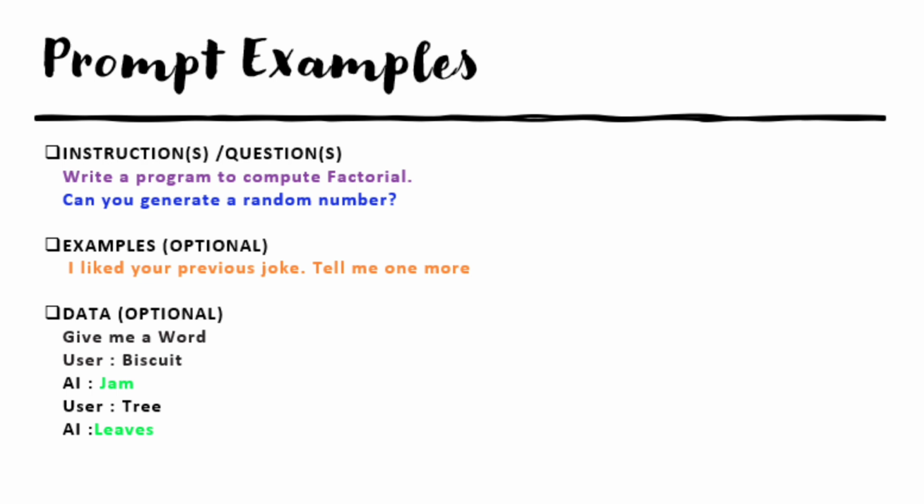And next, data is optional; you can provide it data. You can give an example like, give me a word, the user says biscuit. The AI will give a similar or related word, that is jam. If the user gives tree, the AI will give leaves. So related information or data it will give if you provide the data. So these are some examples of what we can give as prompts.